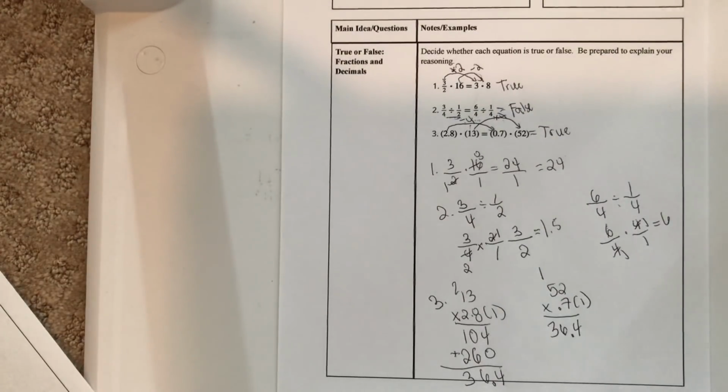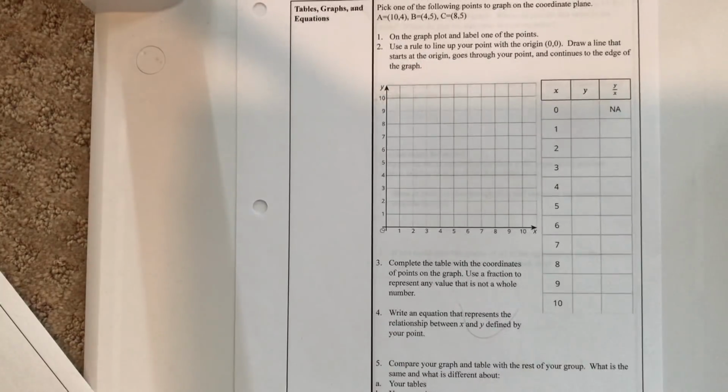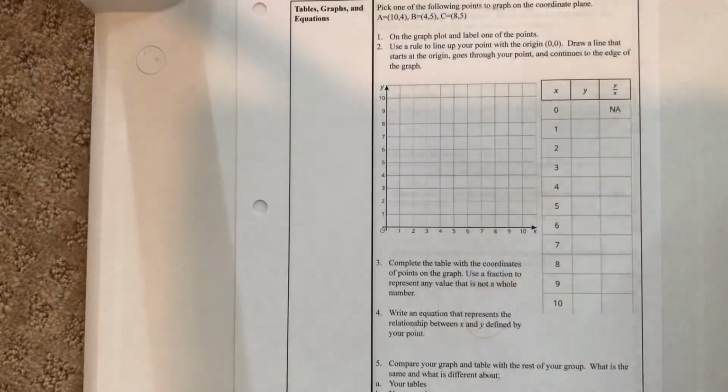The second part of today's lesson, right, has us looking at tables, graphs, and equations. And so there's kind of a lot here, and we're going to take it as slow as we possibly can so that we can make sure that everyone's following along. So the first thing says that we can pick one of the following points to graph on the coordinate plane. For this lesson, I'm going to pick the first one that I see. It says on the graph, plot and label one of the points.